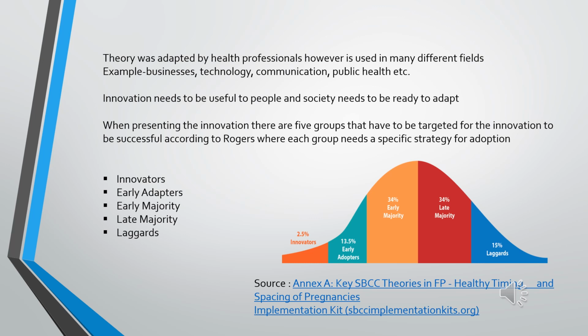The innovators represent 2.5% of this bell curve. They are the first to want a new innovation. The early adopters represent 13.5%. They are opinion leaders who embrace innovation and change easily. As we've learned in Dr.